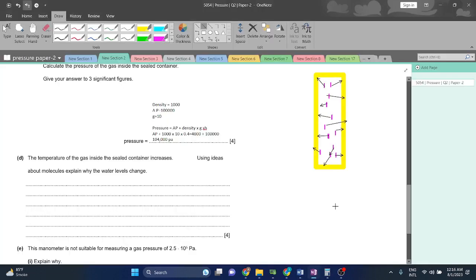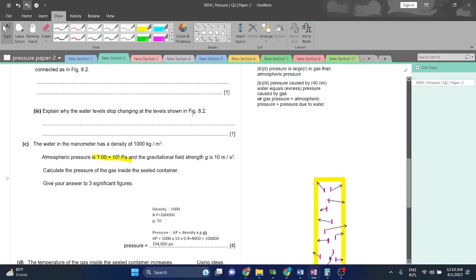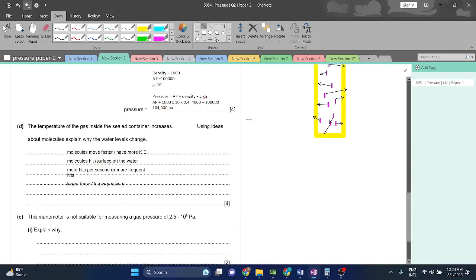So let's copy this and paste it here. Part E1. The manometer is not suitable for measuring a gas pressure of 2.5 into 10 raised to the power of 5 pascals. Explain why. Because the manometer is not large enough to hold that type of pressure. If so much pressure is being applied here, the gas will overtake the whole tube and all of the water will flow out.